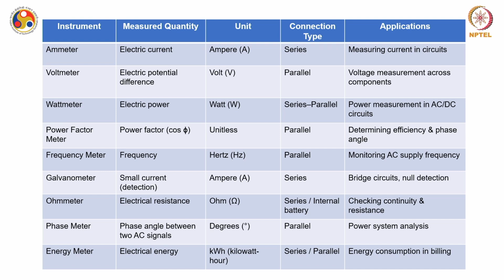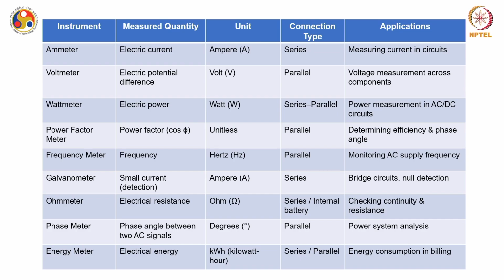Similarly, the power factor meter gives your cos phi value, it is a unitless value and mostly connected in parallel. Then frequency meters read the frequency in hertz and again are connected in parallel. The galvanometer can read small current in ampere, is mostly connected in series and is useful in bridge circuits for null detection. Ohm meter reads electrical resistance in ohm, is mostly connected in series, and has its own battery system.